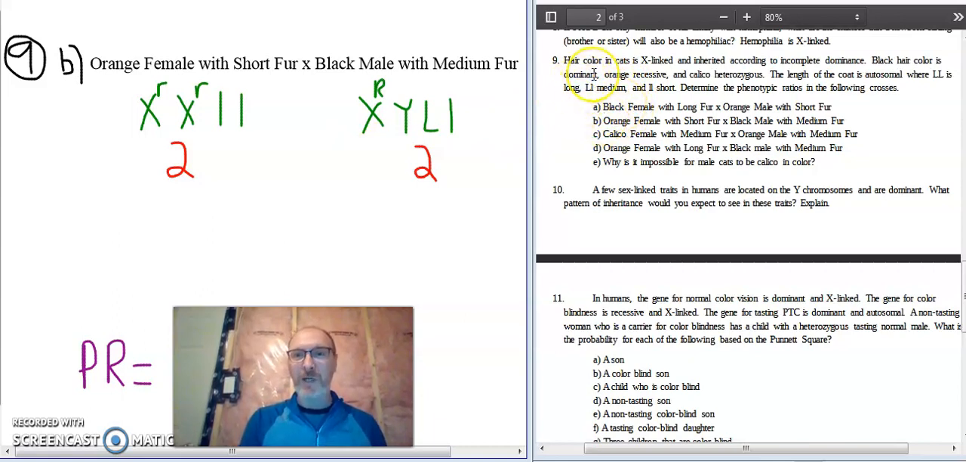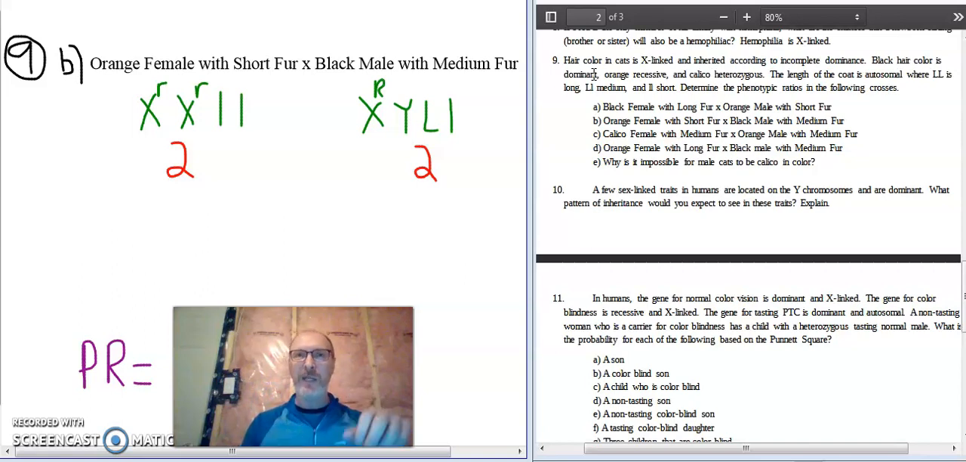Okay, so it says hair color in cats is X-linked and inherited according to incomplete dominance. So we've got a couple things going on here. Again, the genetic information is found on the X chromosomes, so we have to represent the sex chromosomes in the genotypes of the parents when we write them out. But it also says that there's incomplete dominance happening as well.